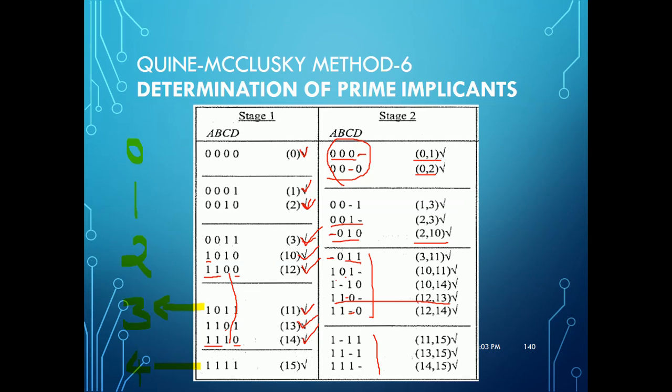Next term what you have to check is 11. Can 11 be combined with 13? Not possible. 11 can be combined with 14, not possible. 11 can be combined with 15. You have to check it, and it's matching, is it? So it's matching. So all three ones you have here. So 0 changes to 1, that we can write as dash. Okay, 1 dash 1 1. So that you have to check mark. So in stage 1, all mean terms are checked.